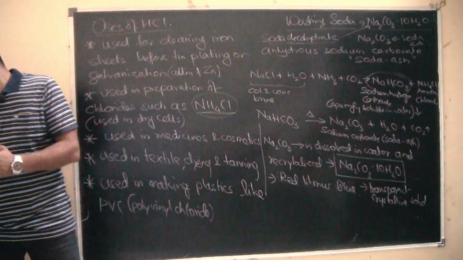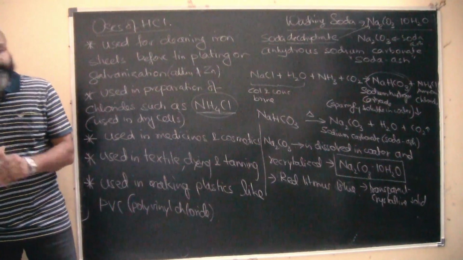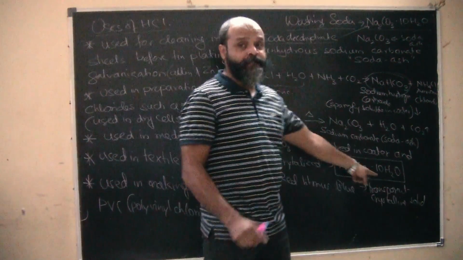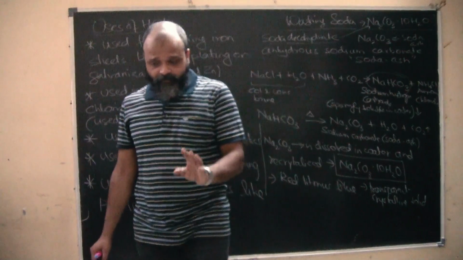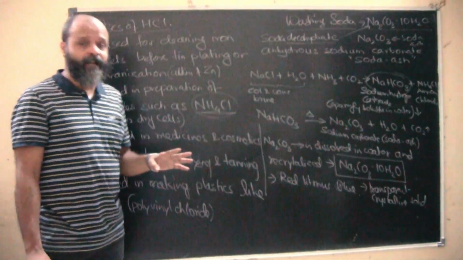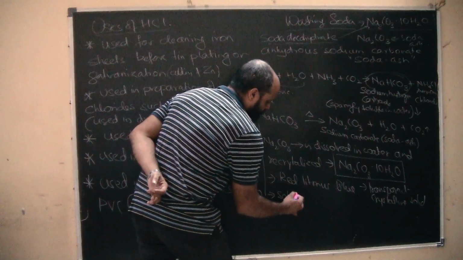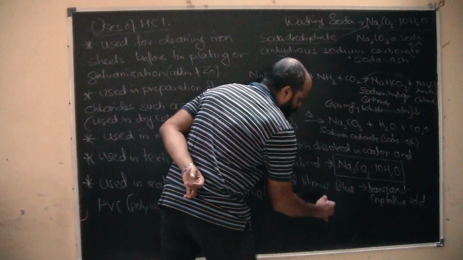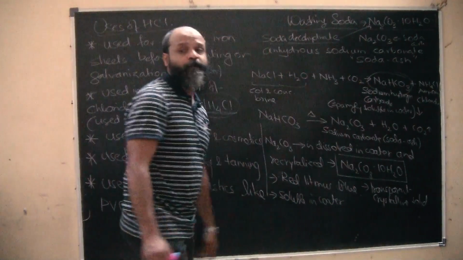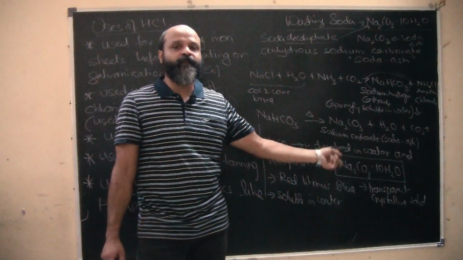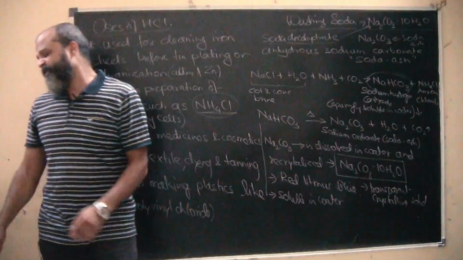What else do we have? Basically, sodium carbonate is one of the few metal carbonates which is soluble in water. Not all metal carbonates are generally soluble in water. Sodium carbonate happens to be one of the few that is.